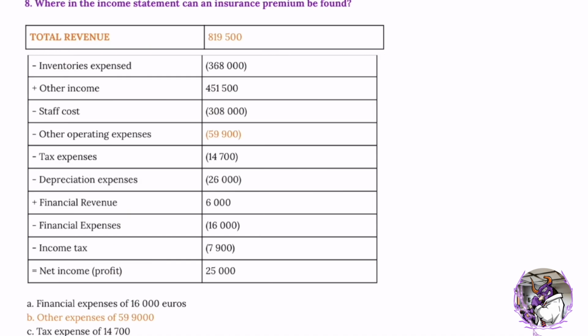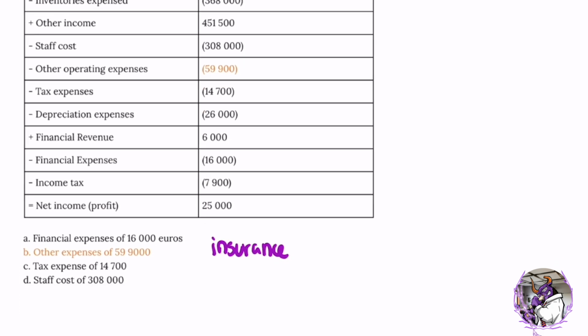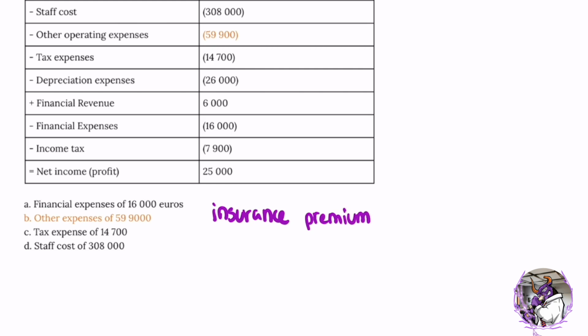Question 8. Where in the income statement can an insurance premium be found? For this question, it's pretty easy. The insurance premium is found in other operating expenses, so it's 59,900, the correct answer, which is letter B.